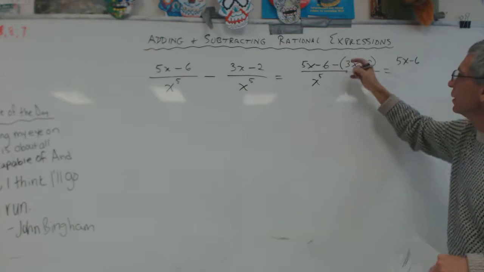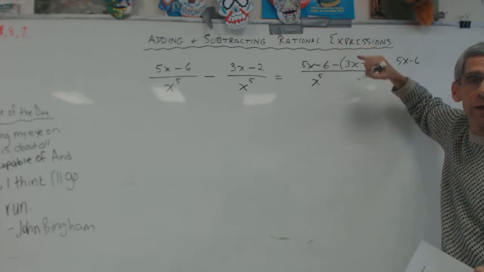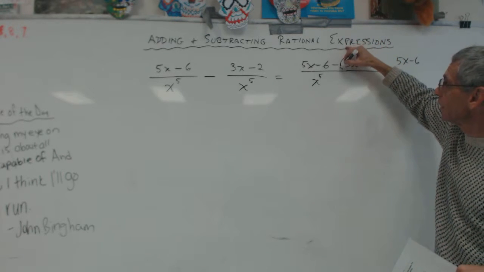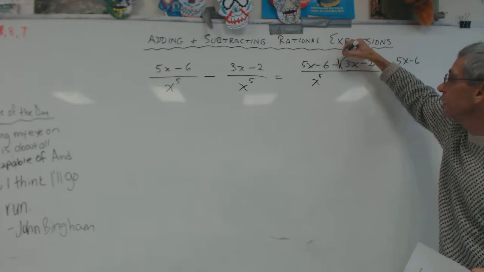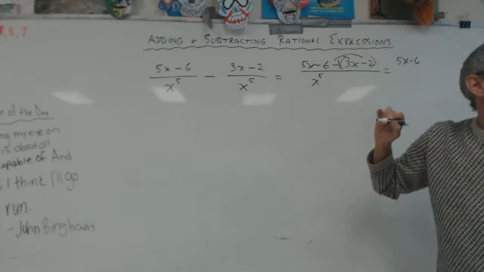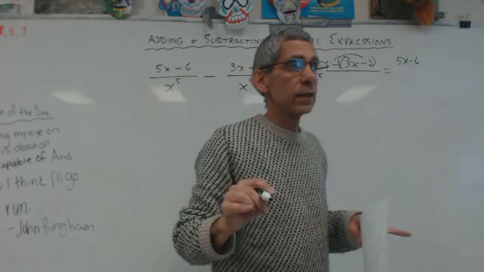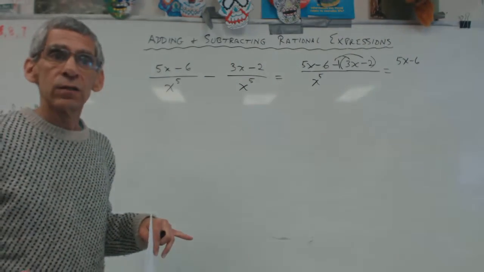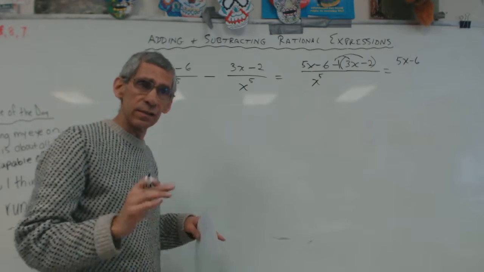5x minus 6. Now, there is a hidden 1 here, right, Luca? There's a hidden 1 right here. Negative 1 times 3x, negative 1 times negative 2. So Naima, this is for you too. You didn't get it right either, right? You've got to be listening. I'm telling you, this is key.